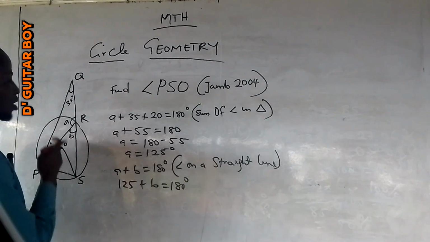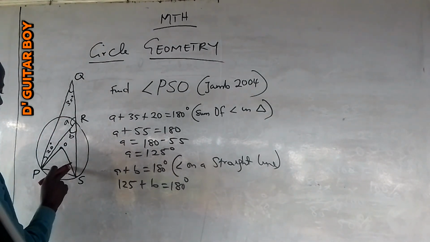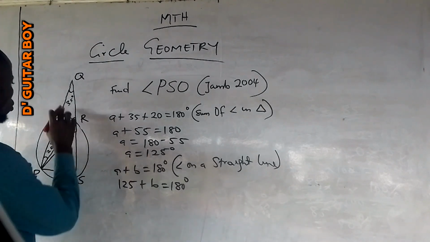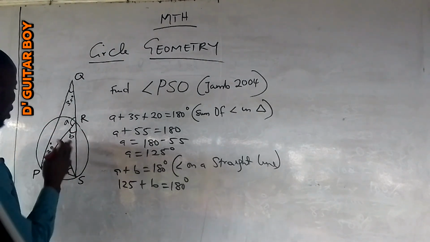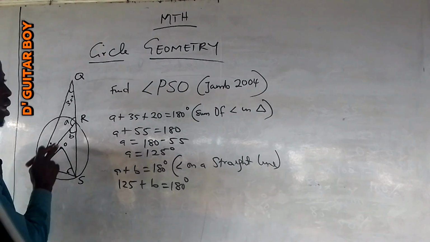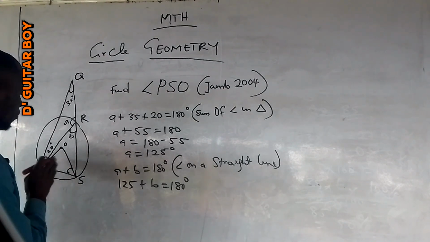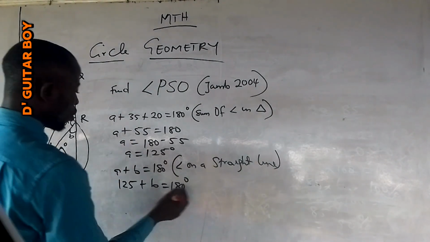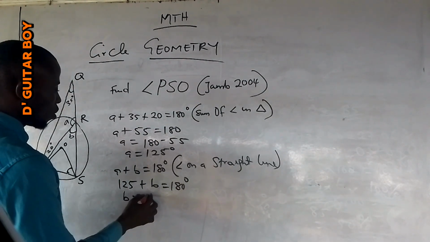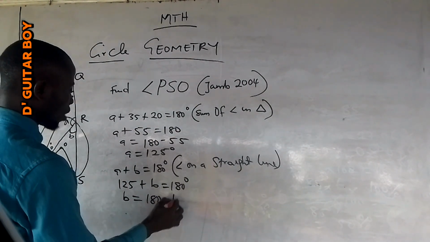You are just calculating all these things so that this angle will become easy for you. Because they didn't give you anything here to calculate, you have to trace it from here before you start calculating anything that will help you to get what you are looking for. So you come here, B is equal to 180 minus 125.